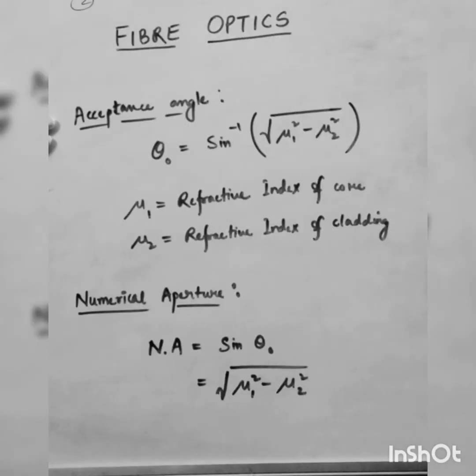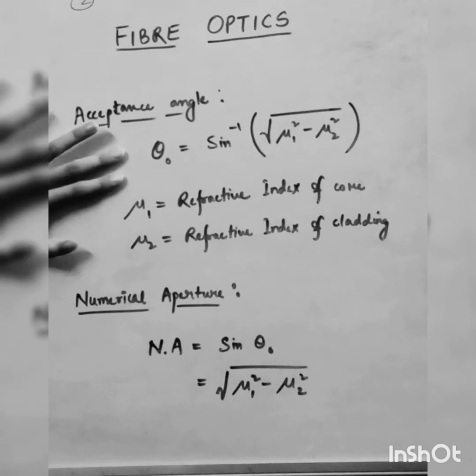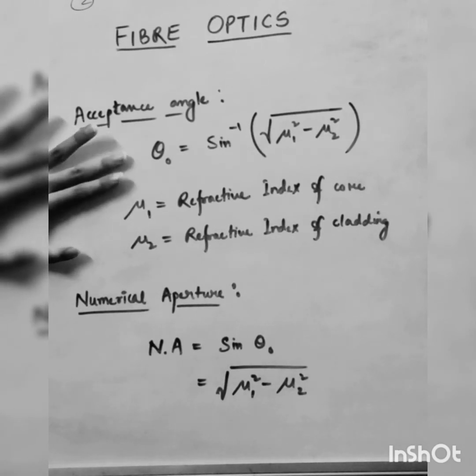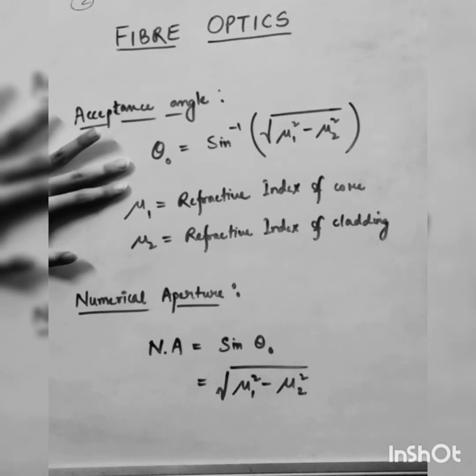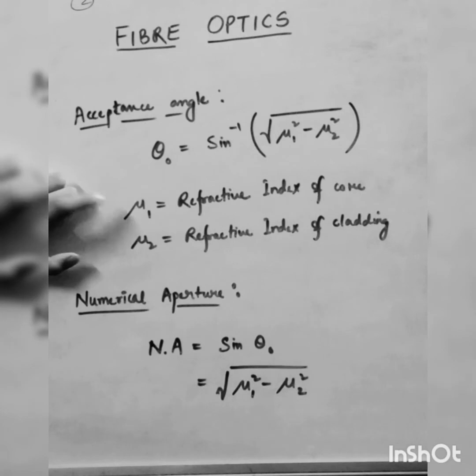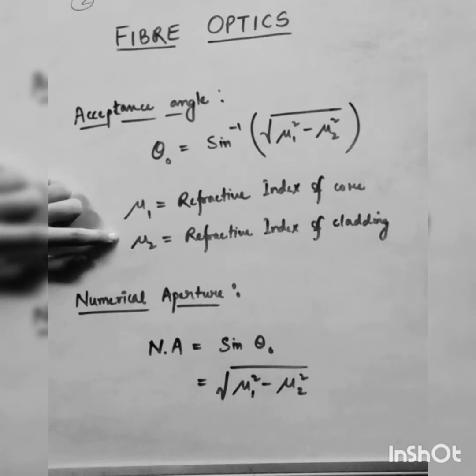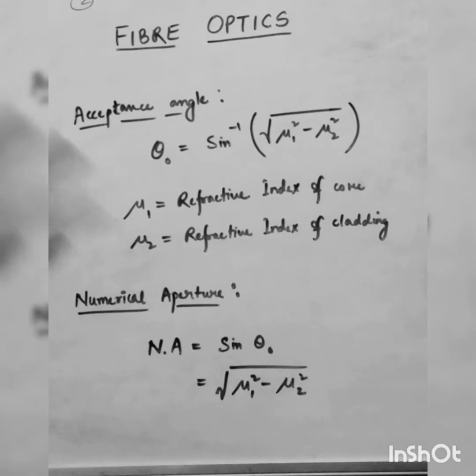The acceptance angle of a fiber is denoted as theta naught. It is equal to sine inverse of the root over mu1 square minus mu2 square, where mu1 is the refractive index of the core of the fiber, and mu2 is the refractive index of the cladding of the fiber. So the acceptance angle is the maximum angle that a ray of light can have relative to the axis of the fiber and propagate down the fiber.